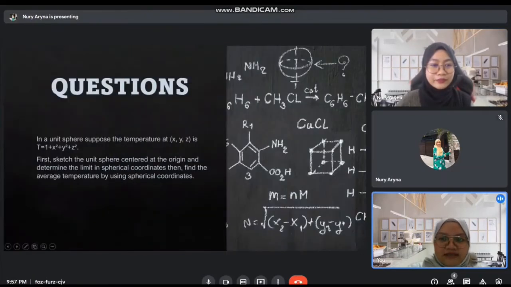The question is, in a unit sphere, suppose the temperature at x, y, z is T equal to 1 plus x square plus y square plus z square. First, sketch the unit sphere centered at the origin and determine the limit in spherical coordinates. Then, find the average temperature by using spherical coordinates.